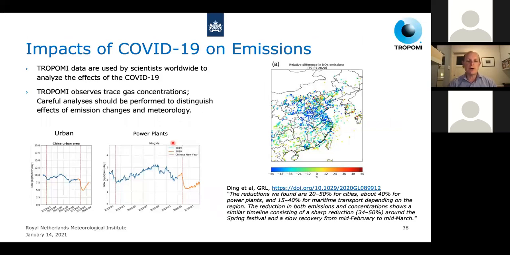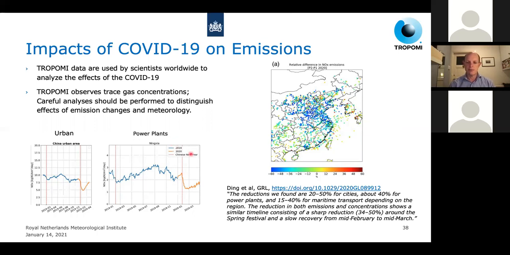Now, these were all relatively simple comparisons, and a lot of them have been shown in all kinds of media and done by many researchers around the globe. But these also have their drawbacks, because there's also meteorology in between. So comparing concentrations is not the same as comparing emissions. So for that, you have to do a more thorough analysis.